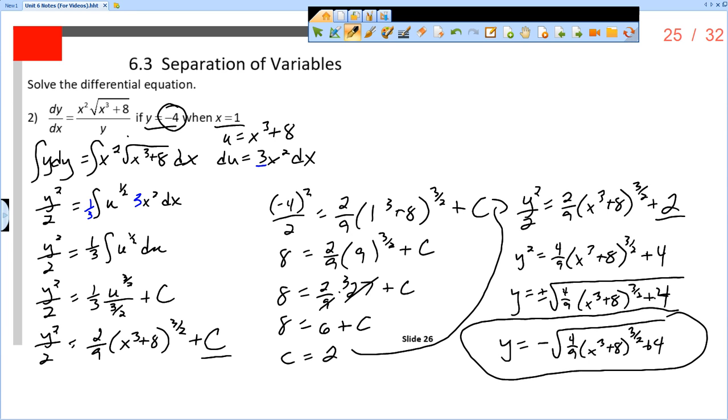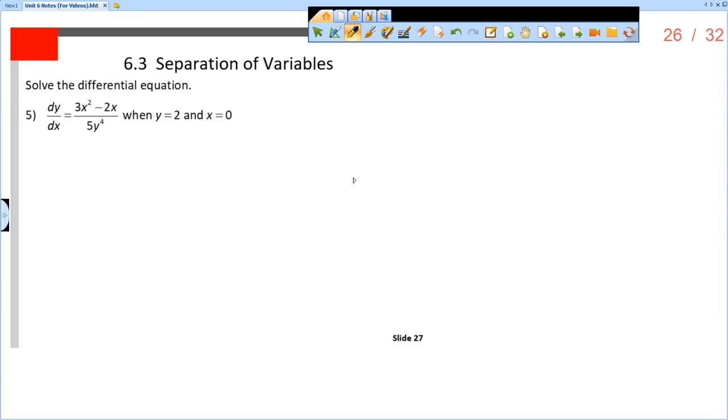Now, we can't always find a specific and explicit solution, right? So in this case, if I wasn't given that y equals -4 and x equals 1, I couldn't find the specific solution. And if the equation was written in such a way that you can't solve for y, then you wouldn't be able to find the explicit solution. All right, so that's slide 26. All right, what about slide 27?